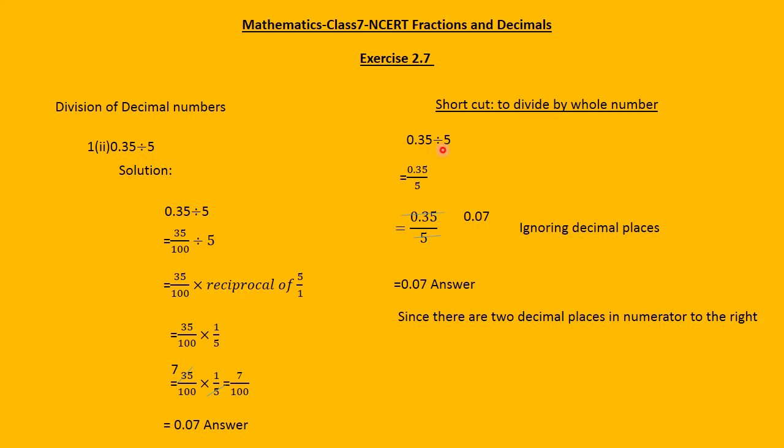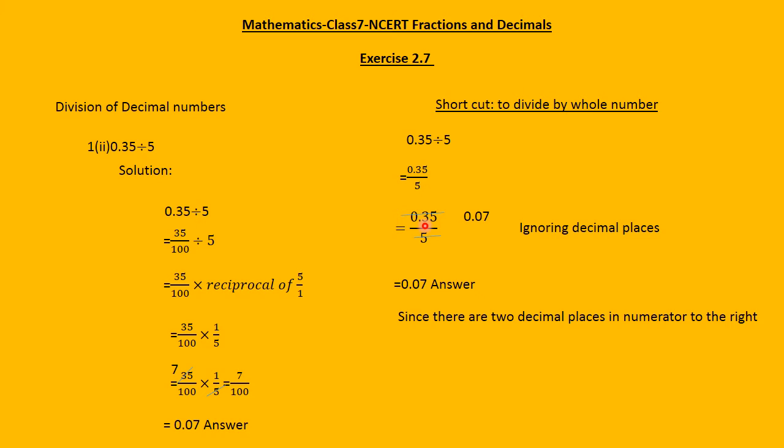There is another way of doing it directly. 0.35 divided by 5, just ignore the decimal point. Then it will be 35 upon 5. If you ignore the decimal point, 35 upon 5 you can easily cancel. So 35 upon 5 is 7.